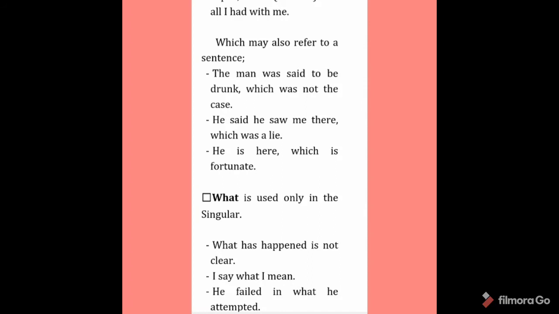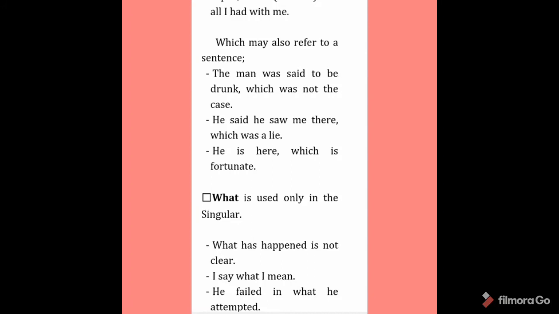Here, which means the interpretation of which can be explained as the man was said to be drunk, but he was not actually drunk. He said he saw me there, which was a lie. He is here, which is fortunate. What is fortunate? The fortunate thing is that he is here. Here, which is referring to him being here.